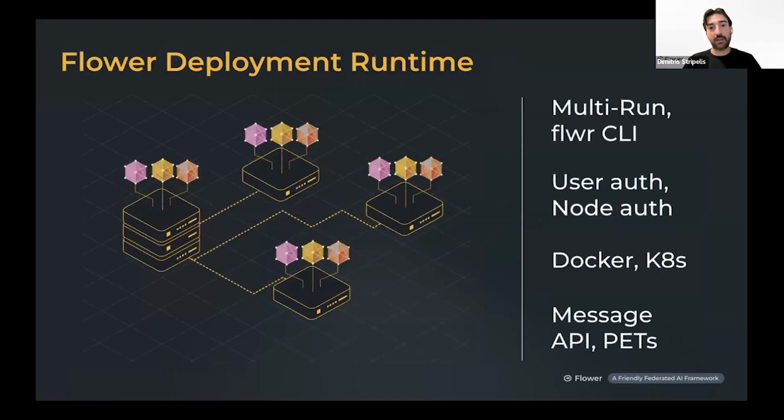The Flower CLI has been optimized and revamped in order to support very easy commands on how to create, run, and generate artifacts from the existing runtime. There is also user authentication and node authentication that can be supported out of the box. And of course, Docker deployment along with Kubernetes deployment. And last but not least, there is the recently introduced Message API, which is a highly optimized way to communicate throughout the network of Flower devices. We can support any type of communication protocol and, of course, highly optimized security protocols as well.